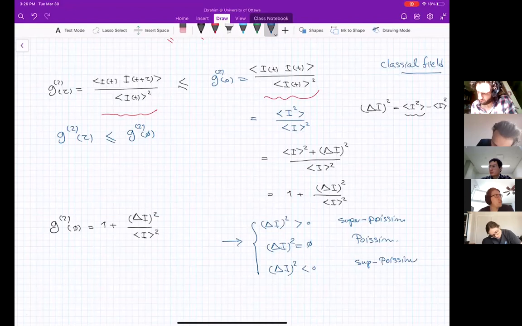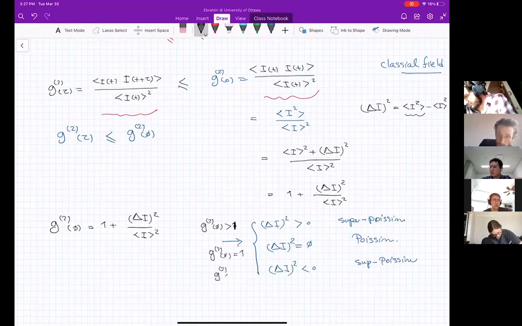Again, we get the same expression. So for super-Poissonian, G2 of 0 is greater than 1. For Poissonian, G2 of 0 is equal to 1. For sub-Poissonian, G2 of 0 is below 1. If the variance of intensity is below zero, this is the quantum regime that we discussed. True?